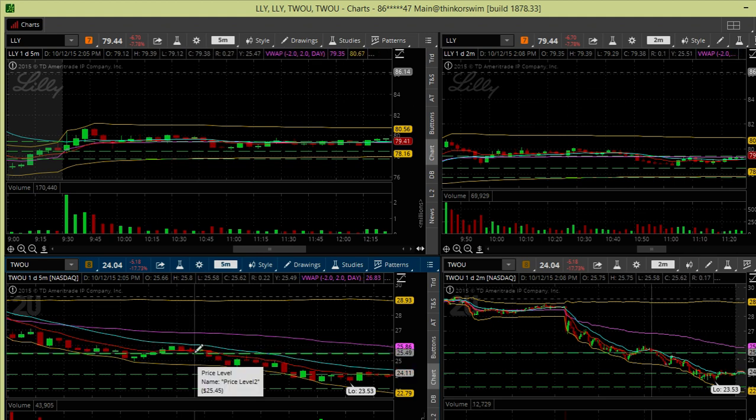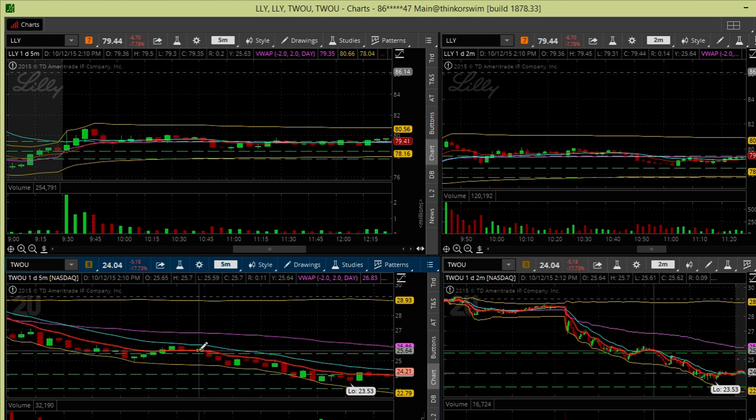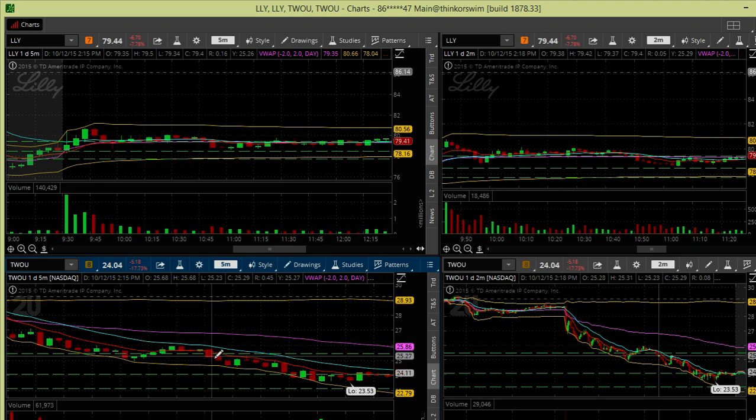But it was so close again to this level right here that was gonna be support that I kept the trade on. And I said, if it holds this level, I think I'm going to get a move back up. But if it fails this level, I'll get out. And sure enough, it failed a level, and I got out here. And that's how I trade.